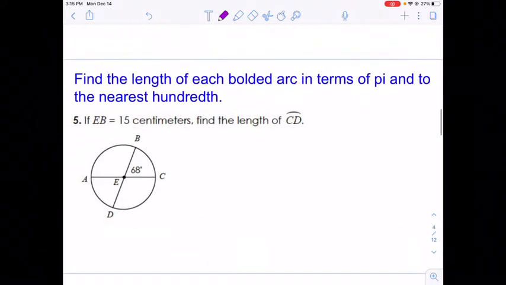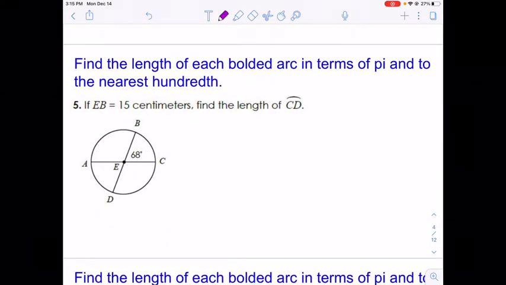Moving on to number 5. So once again, we're looking for the length of each bolded arc. It doesn't say bolded. We don't have a bolded arc here, but it does tell us CD, so we're going to bold it here. So we're going to look for this arc right here, CD. Now, we know this is 68 degrees. So we know our x here is going to be 68. We need to identify our radius, and we have our radius here of 15.